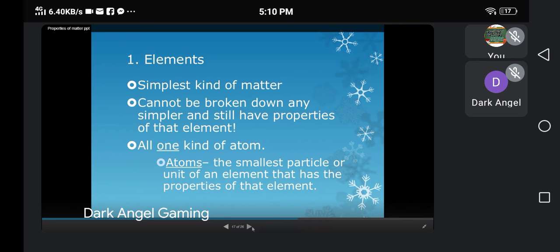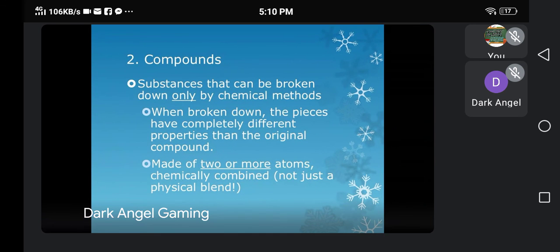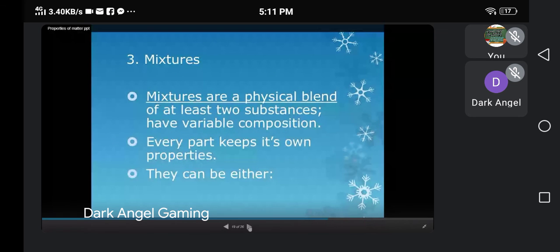An atom is the smallest particle or unit of an element that has the properties of the element. What are compounds? A compound is a substance that can be broken down only by chemical methods. When broken down, the pieces have completely different properties than the original compound. Made of 2 or more atoms chemically combined, not just a physical blend. Mixtures are a physical blend of at least 2 substances with variable composition. Every part keeps its own properties.